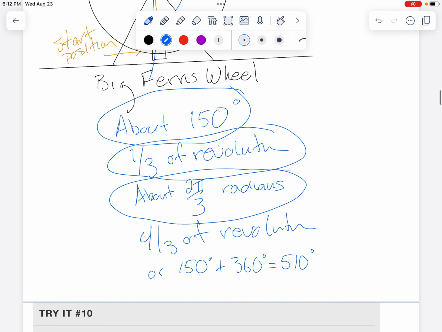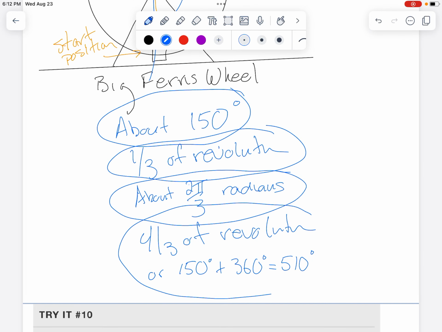You could also keep in mind it could be 4/3 of a revolution. You could have gone around the Ferris wheel a full revolution and then up kind of towards the top. So it could be 150 plus 360, which would be 510 degrees. So there's lots of situations where you could talk about how big the angle was, what the rotation was.